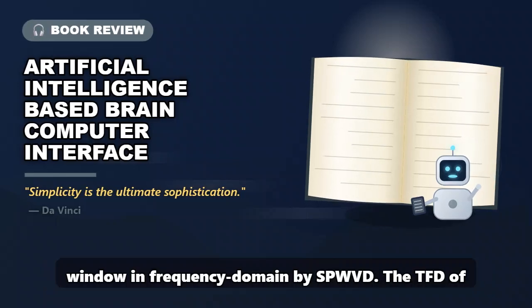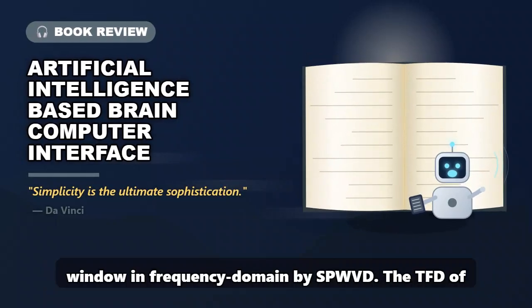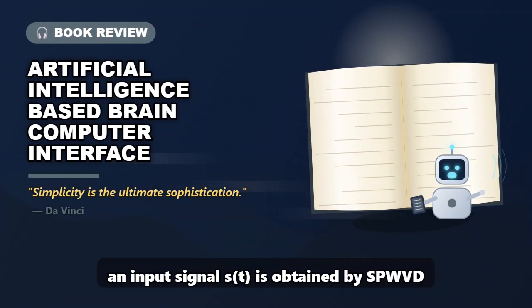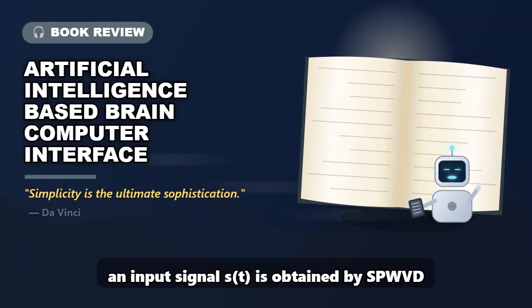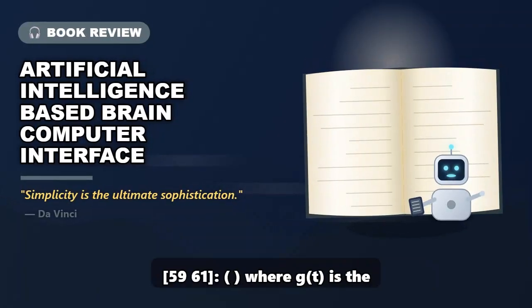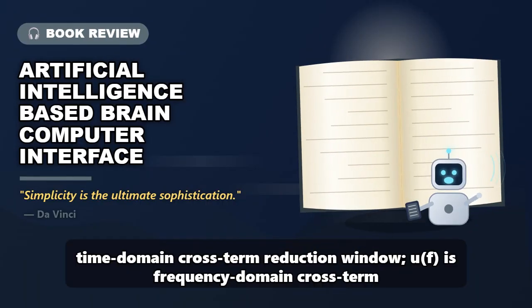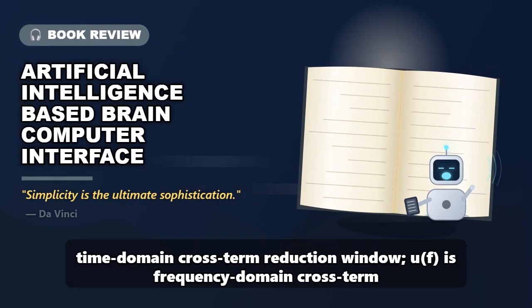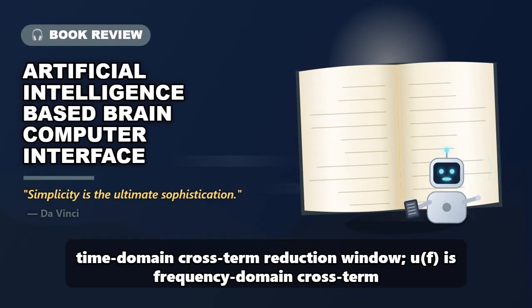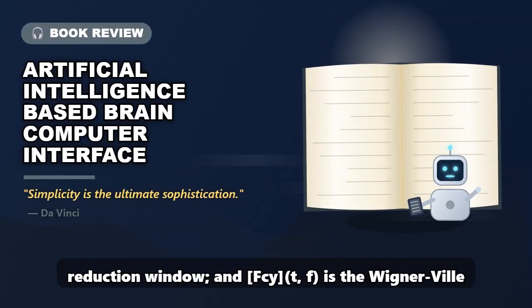The TFD of an input signal S(t) is obtained by SPWVD, where g(t) is the time domain crossterm reduction window, U(f) is the frequency domain crossterm reduction window, and W(t, f) is the Wigner-Ville distribution.